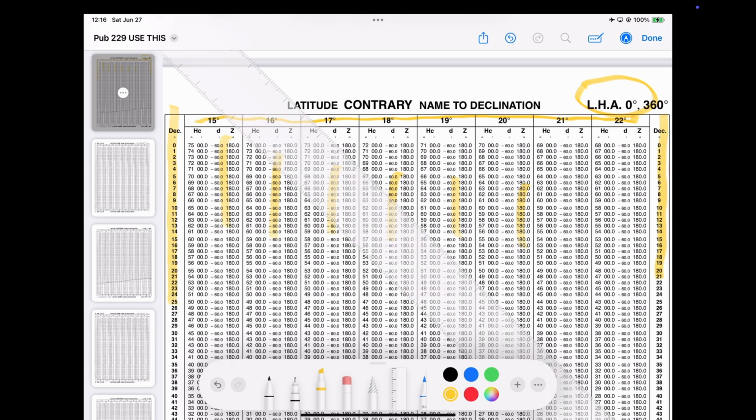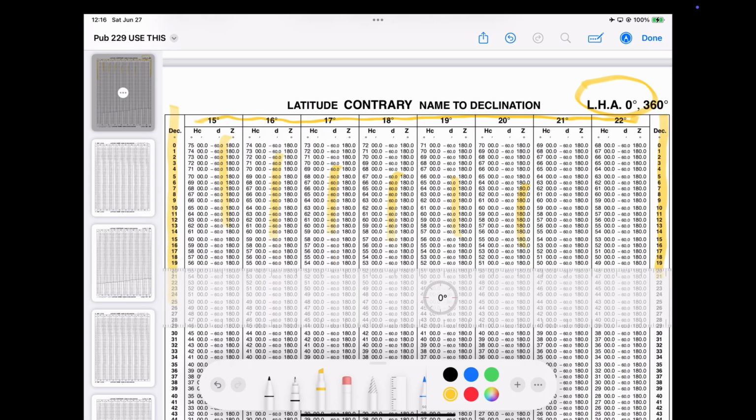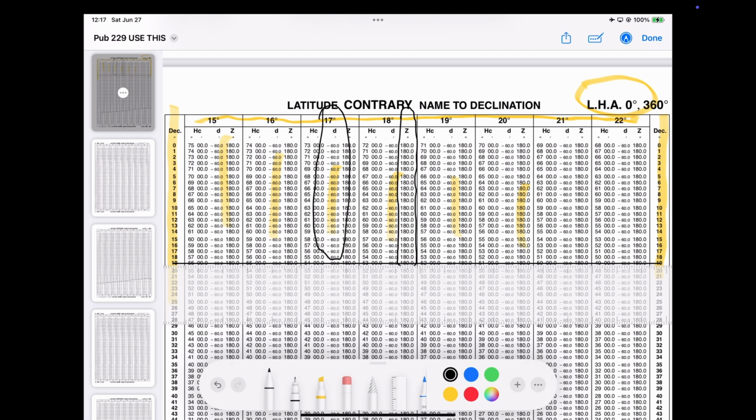So how this works is, you see how I got the straight edge here? This whole line, that's 19 declination. This would be 18 degrees column, 17 degrees column. All this information in here.